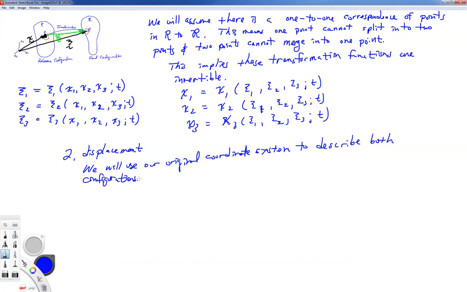To make our life a little bit easier, we're going to use our original coordinate system to describe both configurations. And the displacement of a point is going to be given by u is equal to my final minus my initial position.